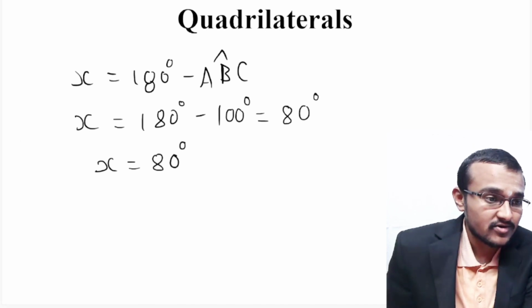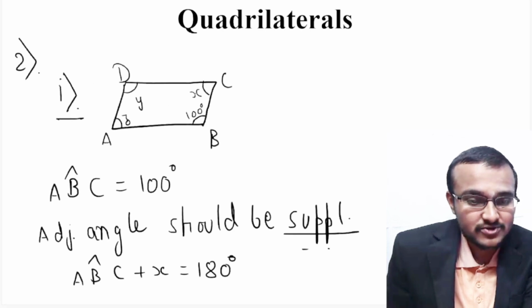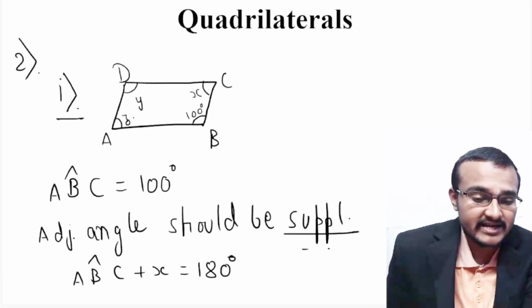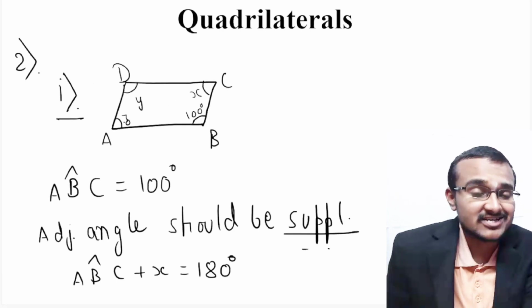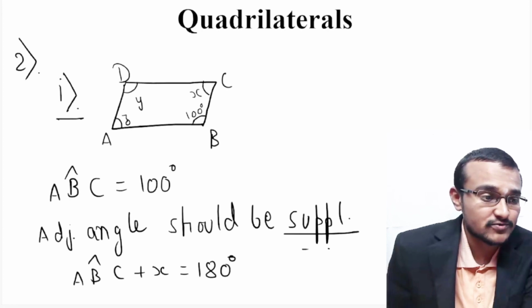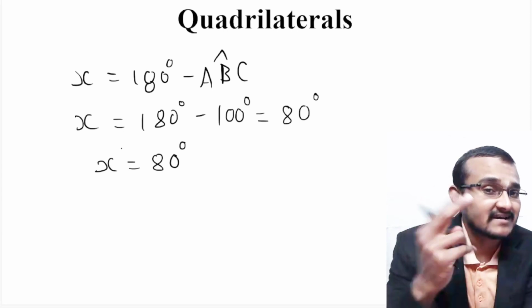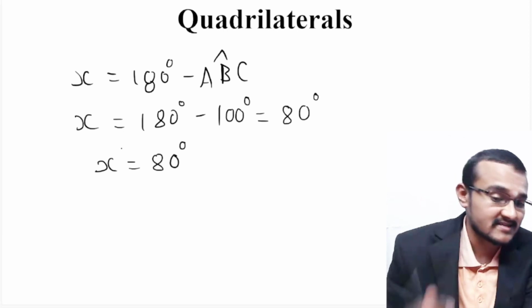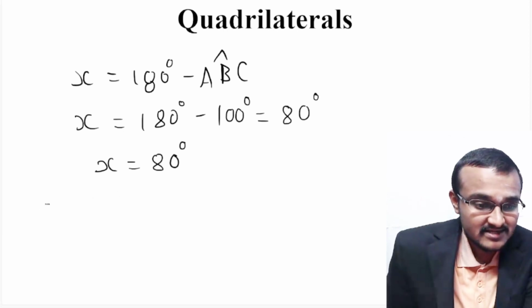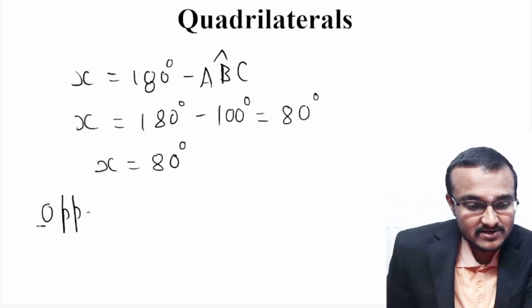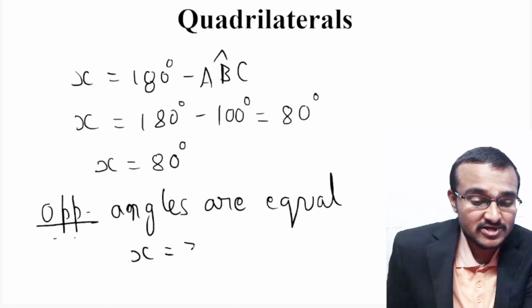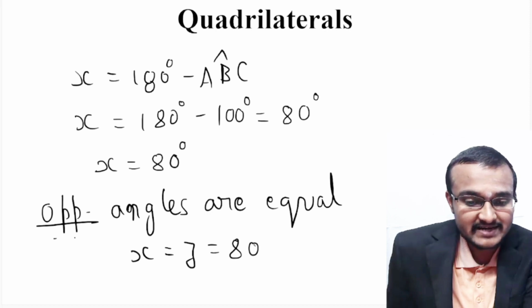Similarly, now let us solve for y as well. Here x is 80 degrees, which means the opposite angle should also be the same. According to the property of a parallelogram, opposite angles in a parallelogram are always equal. That means x is equal to z, which is equal to 80 degrees.